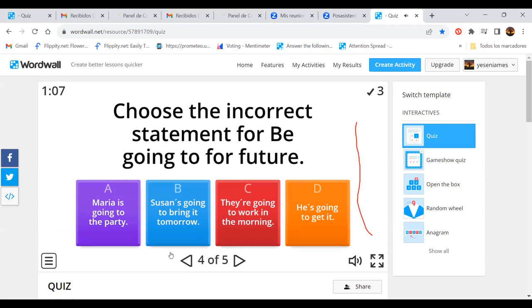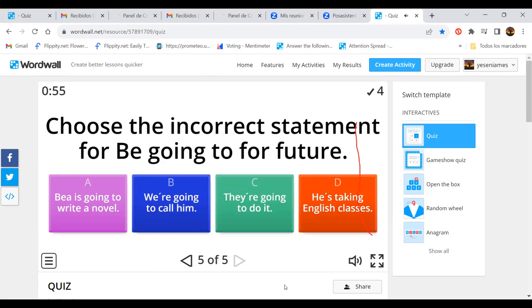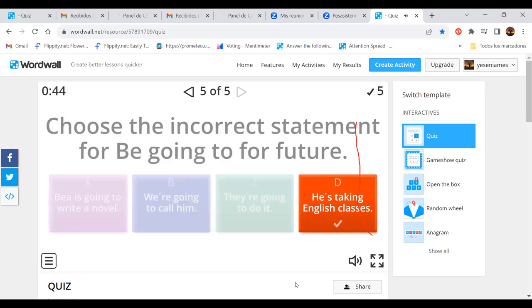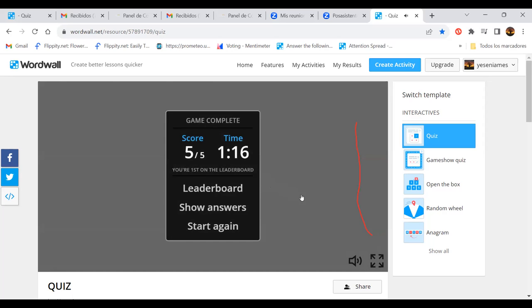The number 4. Letter A. Going to the party. No viene verbo. Good. And finally, number 5. Esa no la terminé, esa fue la que me hizo falta. We're going to write, to call. Letter C. Letter D. Yes. And now we got 5 out of 5. Okay. Good.